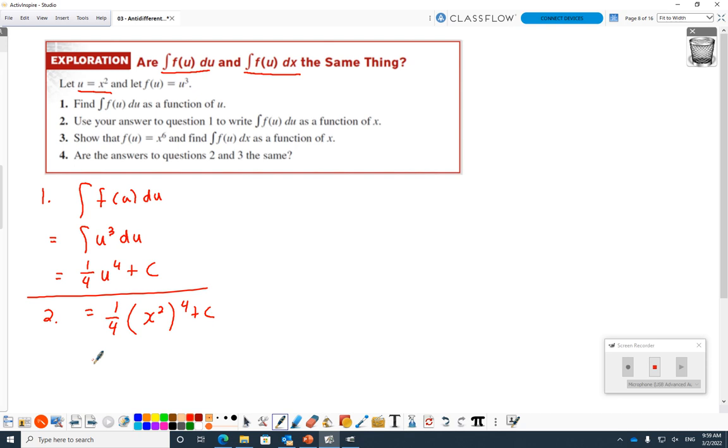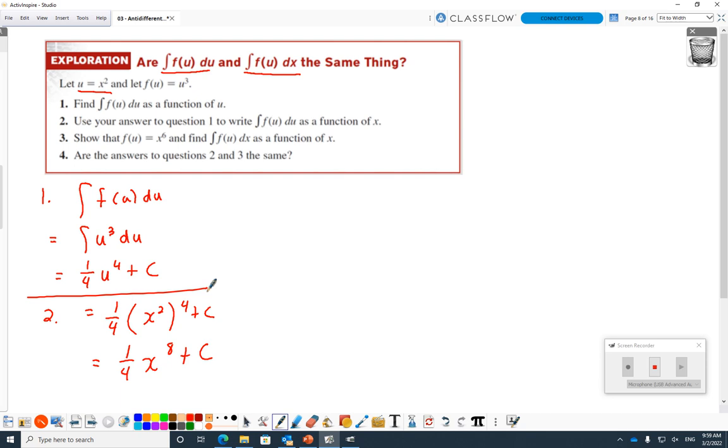1/4 x to the 8 plus c. Let me just look at that and make sure I've done a good job of writing it. 1 and 2 was just a continuation of 1, so that's why I just kept going on the equal signs. They said, don't express it in terms of u. Let's get x's into this. So I said, okay, u equals x squared. So it's 1/4 x squared to the power of 4, which is 1/4 x to the 8th plus c.